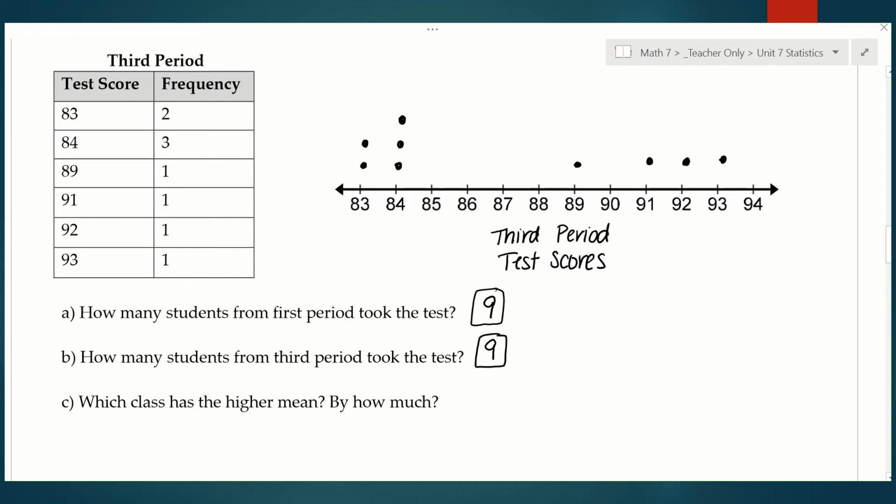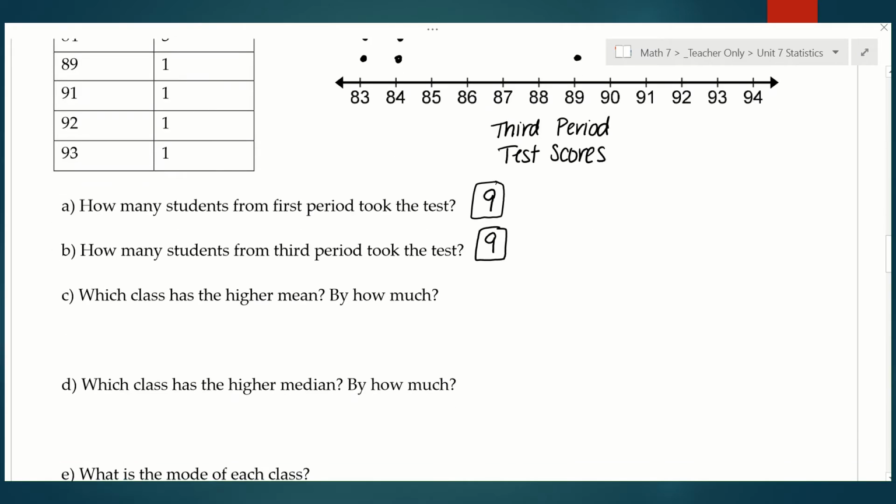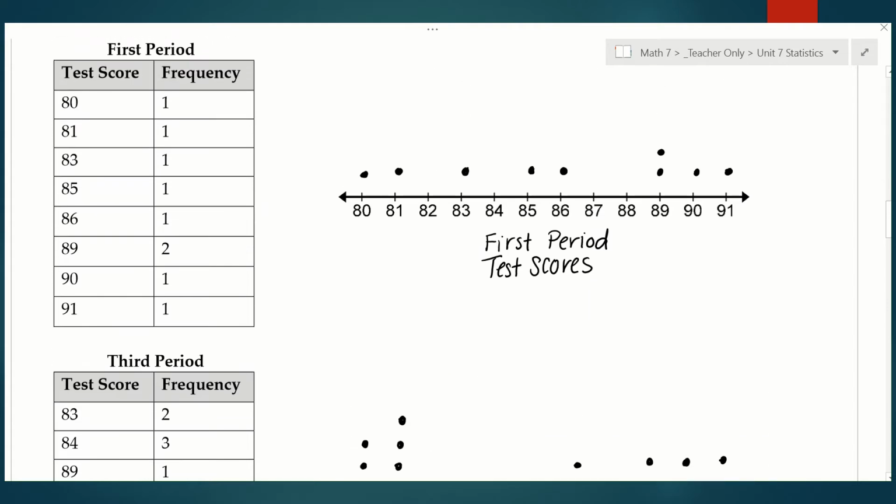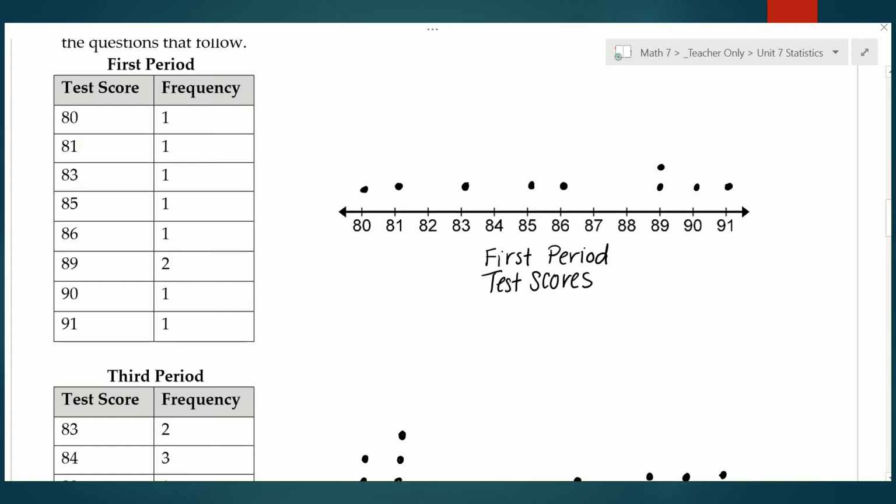Okay, which class has the higher mean and by how much? So again, mean is the average, and in order to figure that out, I'm going to have to add all of my numbers and divide, in this case, by 9, because that's how many I'm going to add up for each class. So I'm just going to write down here first period versus third period. So let's get a total for first period. So we're going to add all of our dots, their values. So 80 plus 81 plus 83 plus 85 and so on. So go ahead and type that into your calculator and let's get a total and make sure we agree here.